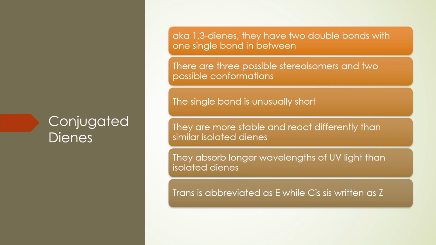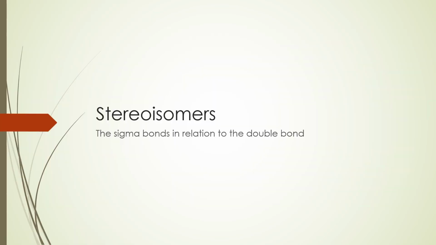A trans conformation is abbreviated as E, while cis is written as Z. To find the 3 possible stereoisomers, we are going to look at each double bond to see which direction their single bonds are pointing. Stereoisomers are abbreviated with Z for trans and E for cis.